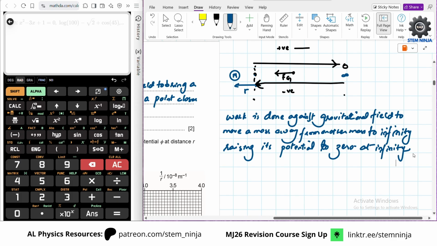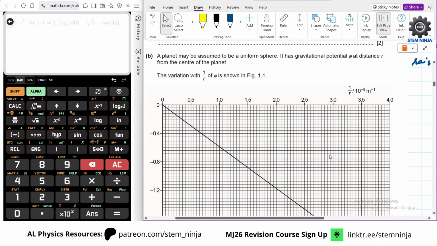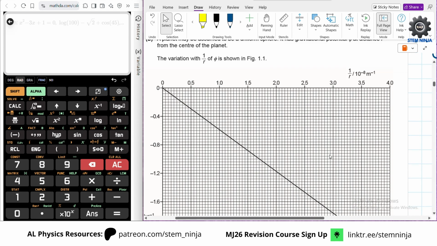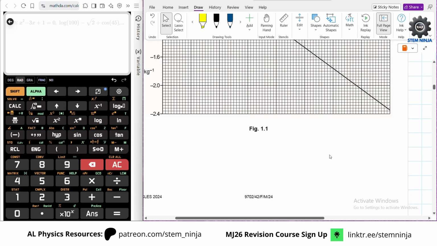So these 2 points combined together. Right, okay. Part B. Planet may be assumed to be a uniform sphere. It has a gravitational potential phi at a distance r from the center of the planet. Okay, the variation with 1 over r of phi is shown in figure 1.1. Show that the mass of the planet is 8.8 times 10 raised to the power 25 kg.